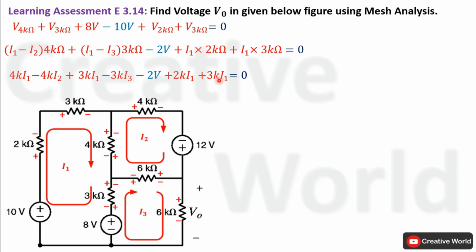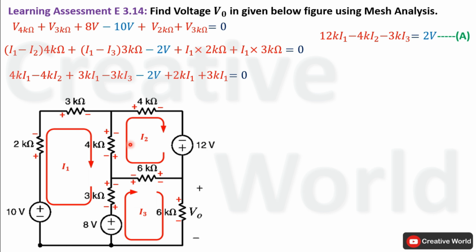Now add values that have the same variable together. Their sum will be equal to 12k I1 minus 4k I2 minus 3k I3, and place this constant on the other hand side of equal to separate it from variables. This equation includes three variables. We cannot further solve this equation, so we will leave it for now and label it as equation A. It is the first mesh current equation of this network.